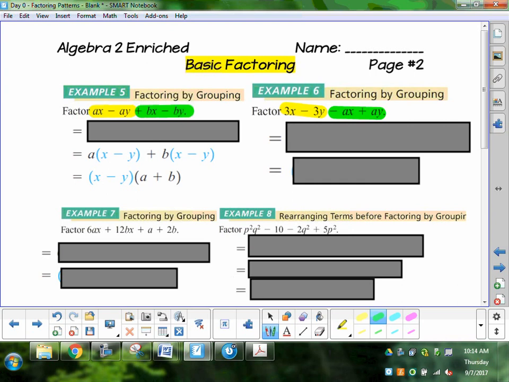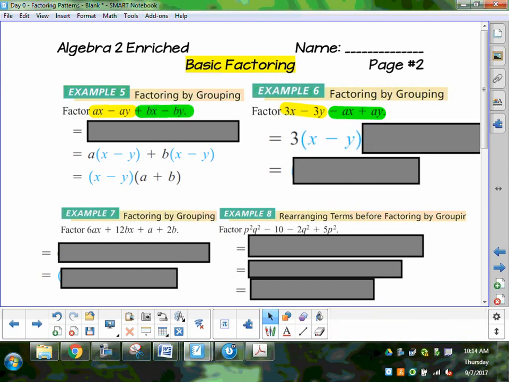What can I factor out from the first two terms? Hands up, please, if you can tell me what we would have. Go ahead. 3, and then the quantity x minus y is correct. Hands up, please, when you can tell me what you want to do in the second half. There are 2 paths we can go down now. Go ahead.